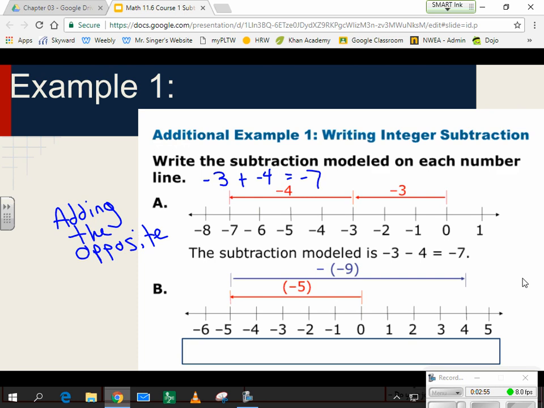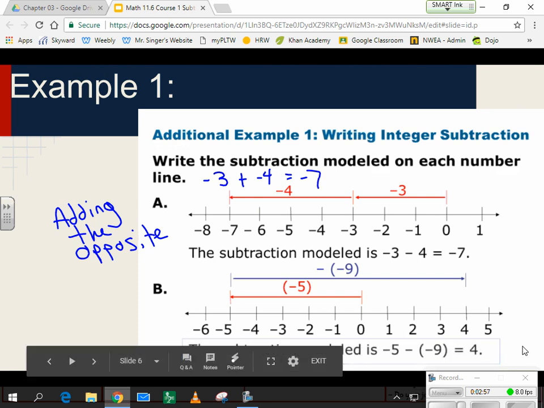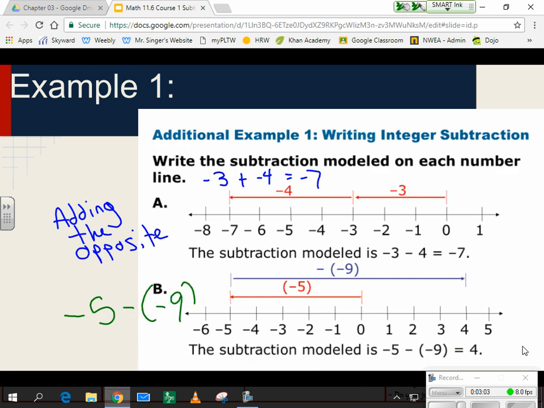Now, for B, you're going to see problems like this where it's going to make it a lot easier if we think about adding the opposite. So here we're starting with -5, and then we're subtracting -9. Now, to do that, you have to think about the second number being the opposite. So we have to add the opposite. So what's the opposite of -9? The opposite of -9 is +9. So knowing your opposites helps. So instead of subtracting by the negative, you're literally adding the 2 numbers.